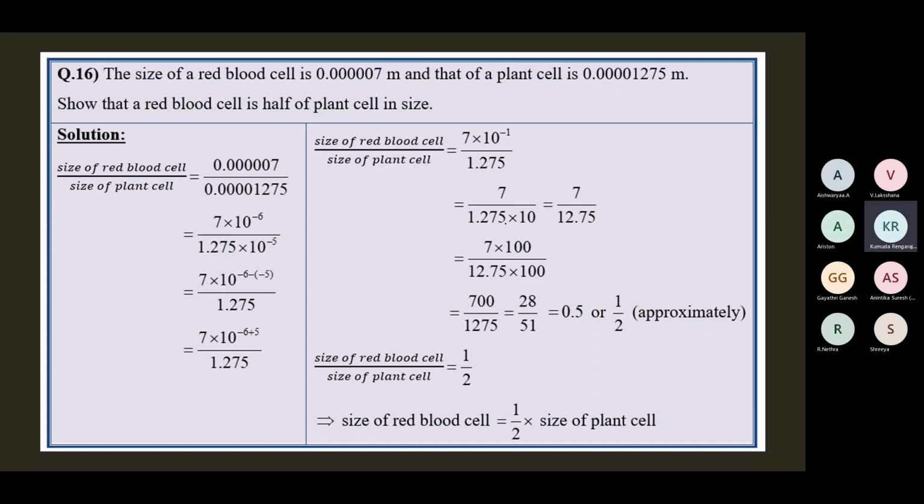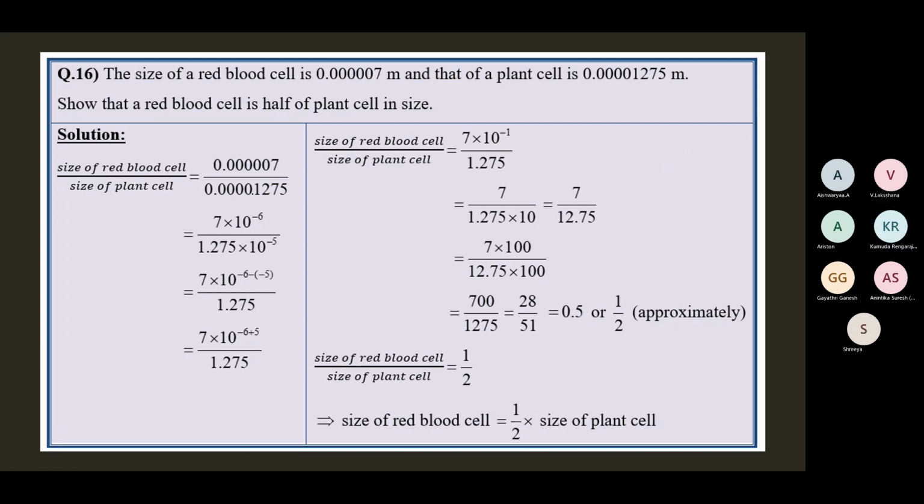Why? Because what is the equivalent of 10 to the power minus 1? We need to take the reciprocal of the base and the negative of the power. So it's 1 by 10. So that means the 10 comes down. 10 to the power minus 1 is nothing but 1 by 10. So 10 comes down.